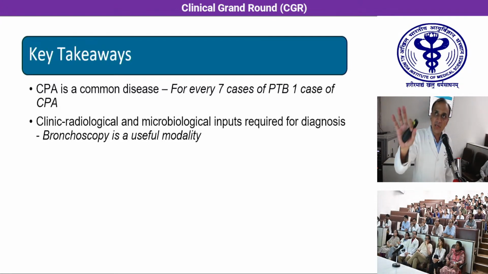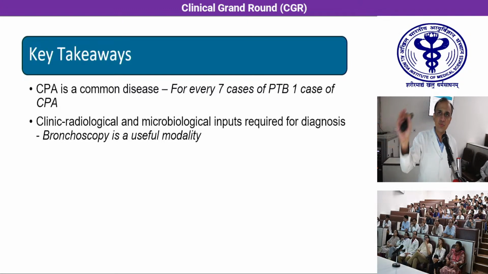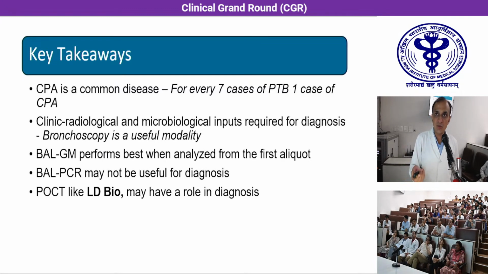So, if I can sum it up, tuberculosis is a much more common disease, but for every 6 cases of tuberculosis, 1 case of CPA will be there. So, CPA is actually a common disease that we encounter. We need a comprehensive clinical, radiological, and microbiological input. And we believe that bronchoscopy is a useful modality for ruling out or ruling in chronic pulmonary aspergillosis.